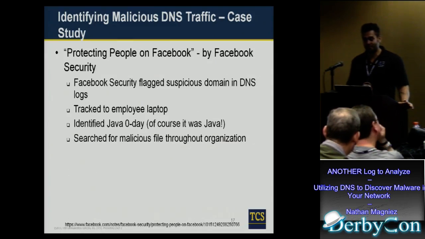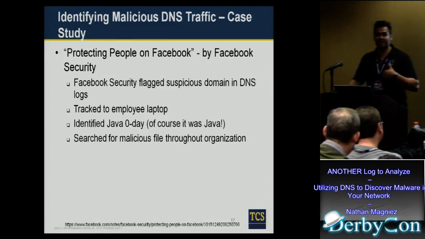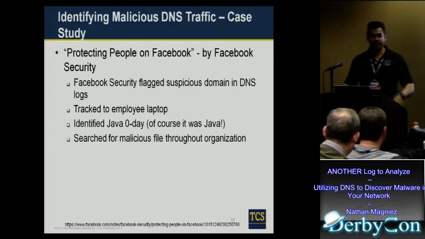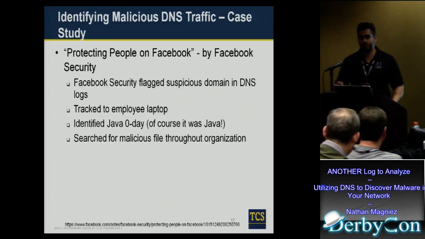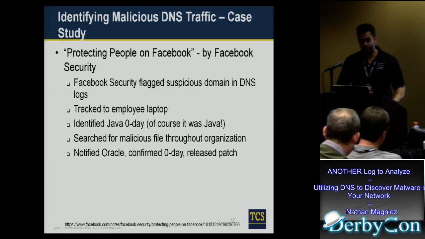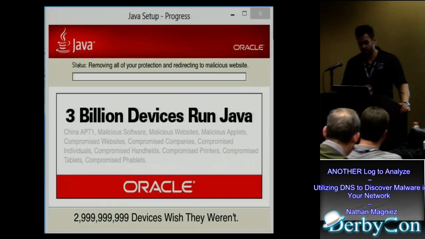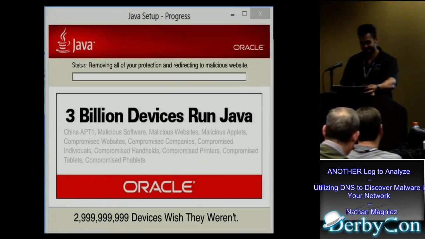They searched for a malicious file throughout their organizations once they identified what it was, and they went ahead and made Facebook safer. They said it didn't actually affect any of their users. It was actually inside of their corporate network. So they claimed that it didn't actually affect any of the user sets of Facebook. They notified Oracle, confirmed the 0-day, and then they released a patch. Here's a little slide on Java. 3 billion devices run Java.